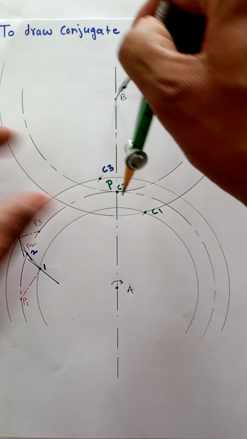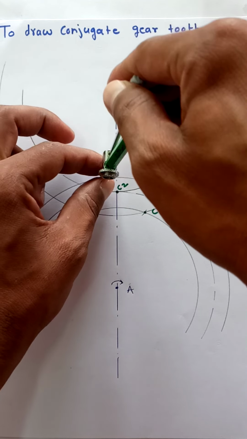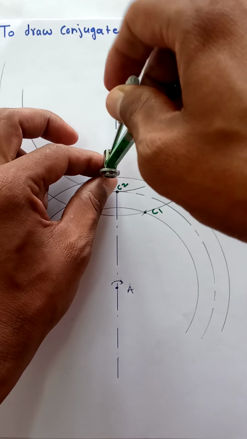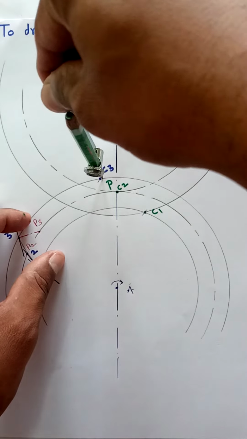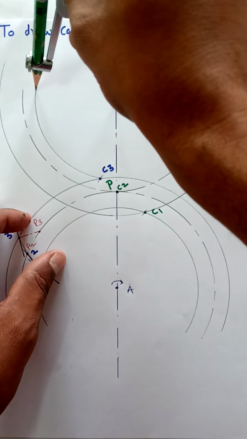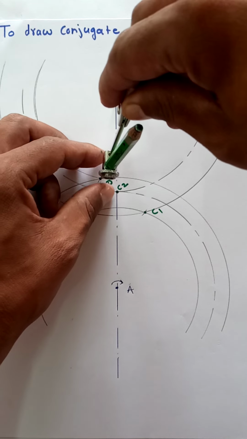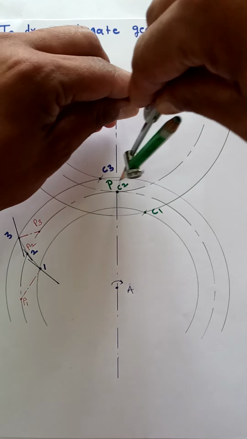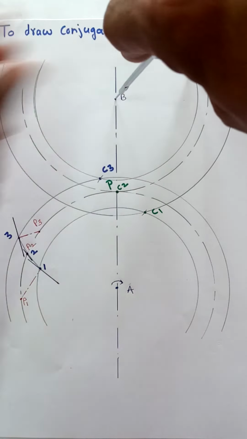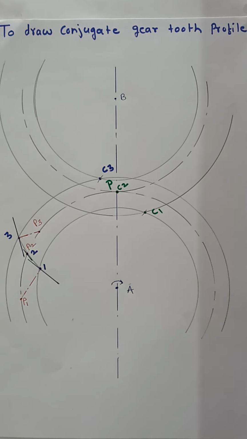Similarly, we will do for point 3, which will come in contact with 3 dash at C3. So 3 dash will move along this circle and come in contact with point 3 at C3. So I have drawn this second circle passing through C3.